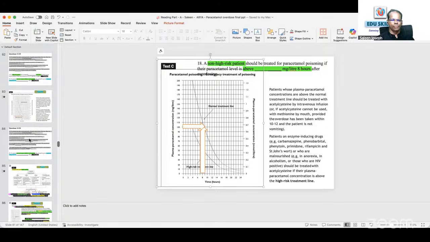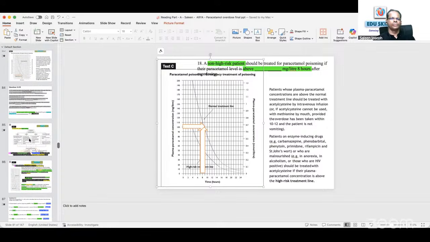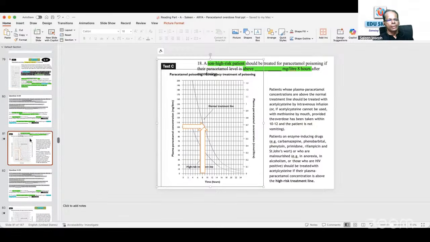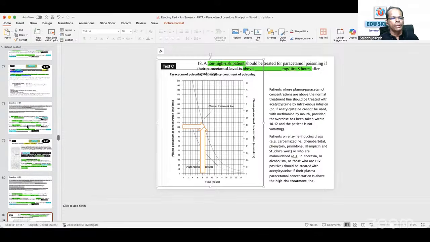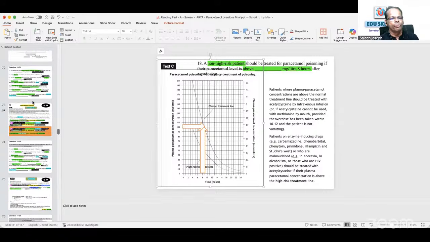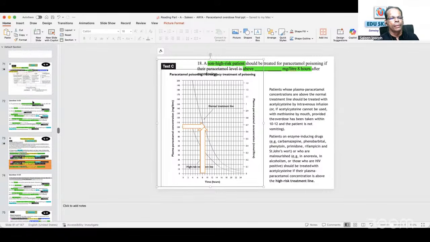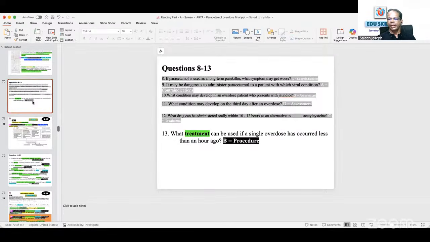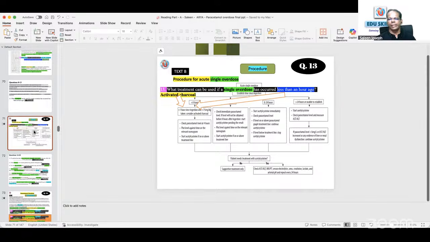Father, 13th question. A bit confusing. Yeah, 13. This one, right? What treatment can be used if a single overdose has occurred less than an hour ago? Less than 1 hour. You can see here, right?